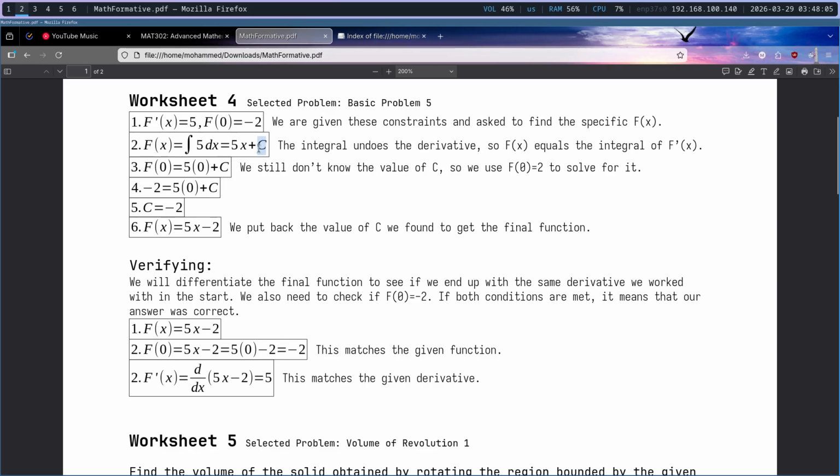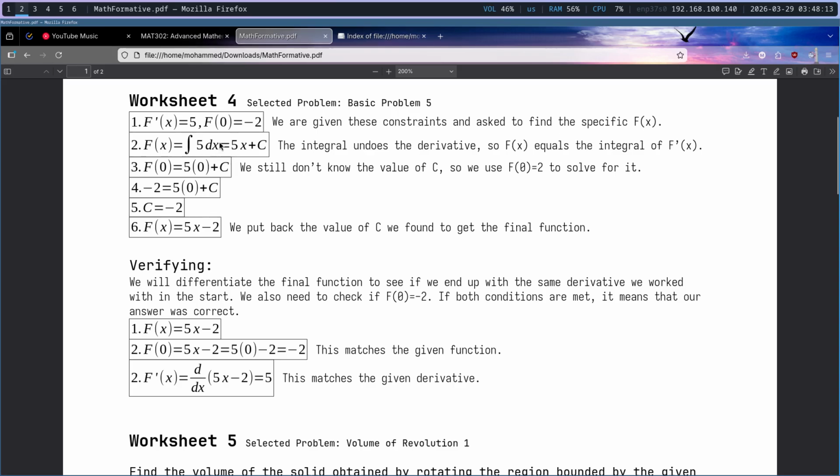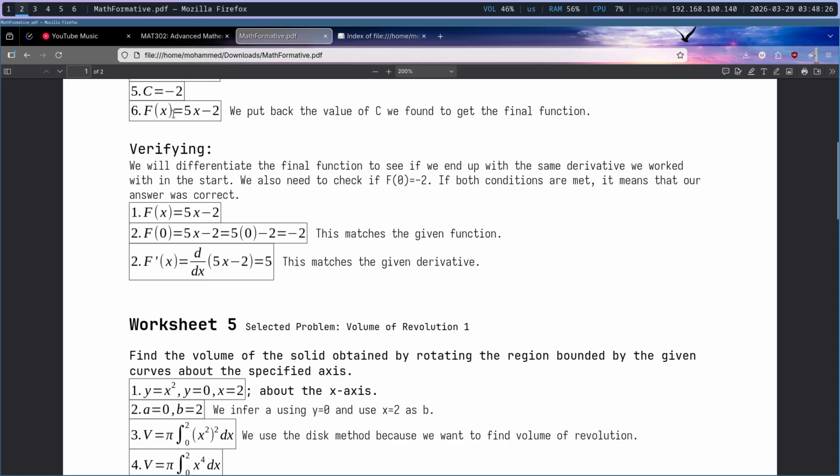And now to find the value of c, so we can have the final function, all we have to do is use f(0) equals -2. So we replace x with 0 and f(0) with -2, and we'll get c is equal to -2. And here is our final function, 5x minus 2.